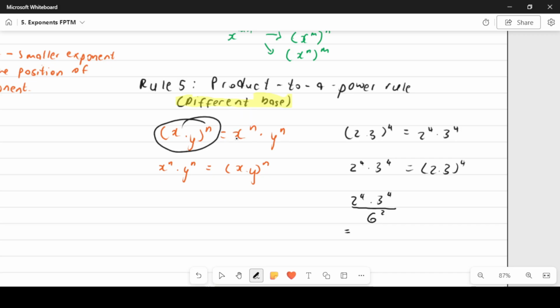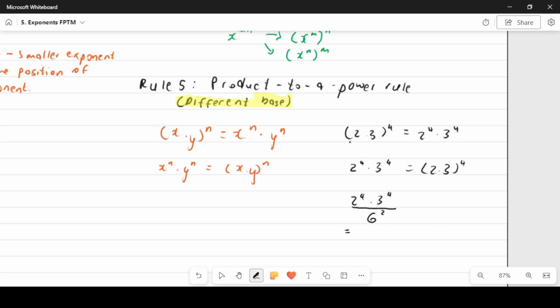Okay, now that's in the forward direction. If you are given this, then you can do that. Now I'm asking you, if you are given this, can you do this? Yes, you can. So if you're given the product of two different bases raised to the same power, you can extract the power and raise it to the product of those two bases. Right.